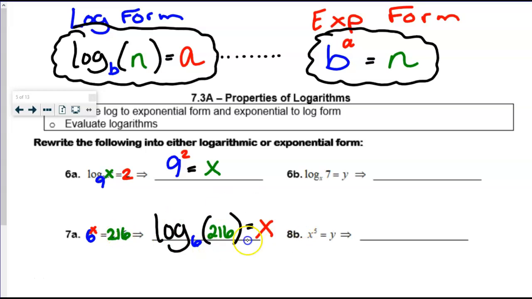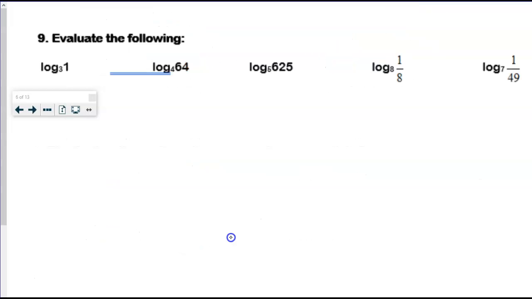I don't know why, but going to log form is hard for me, so then what I usually do is I immediately throw it back into exponential form, like on my own, and I check that I get back to the original problem. Alright, you do have to have those formulas memorized, just to be crystal clear.